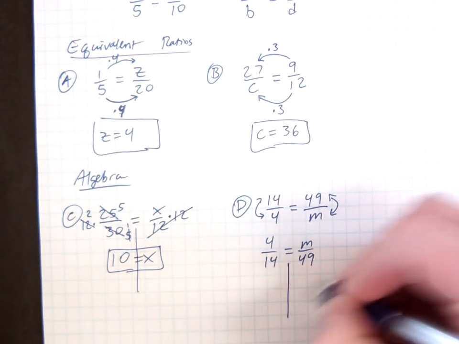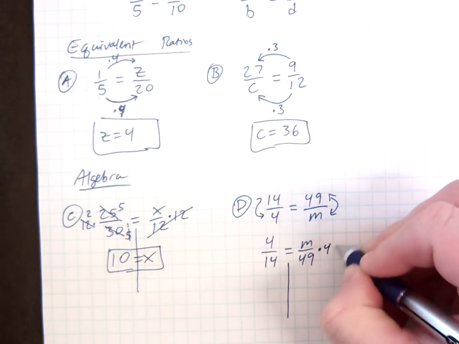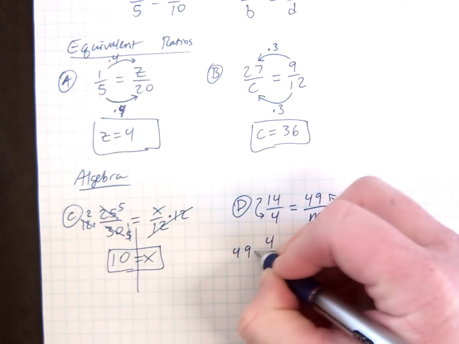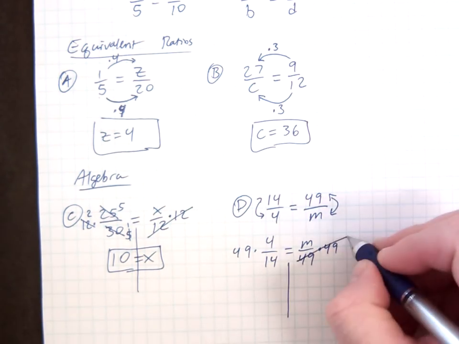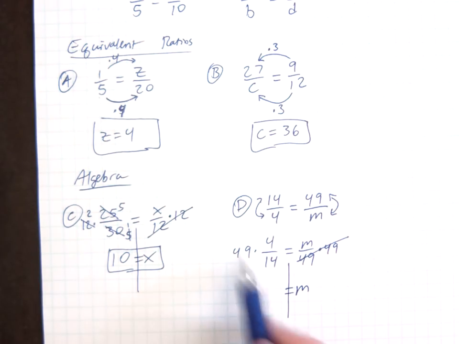And now I can see that what's happening to the M is it's being divided by 49. So the inverse operation is going to be to multiply both sides by 49. Those cancel. The M is now by itself. And I'm going to look for any common factors here.